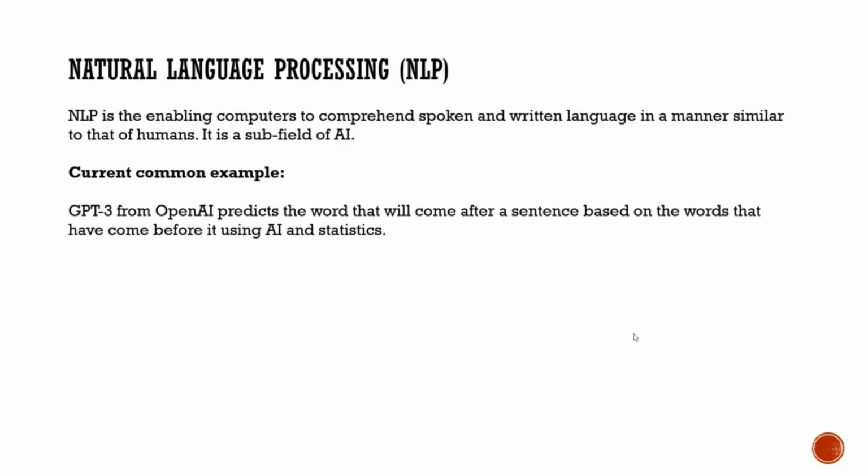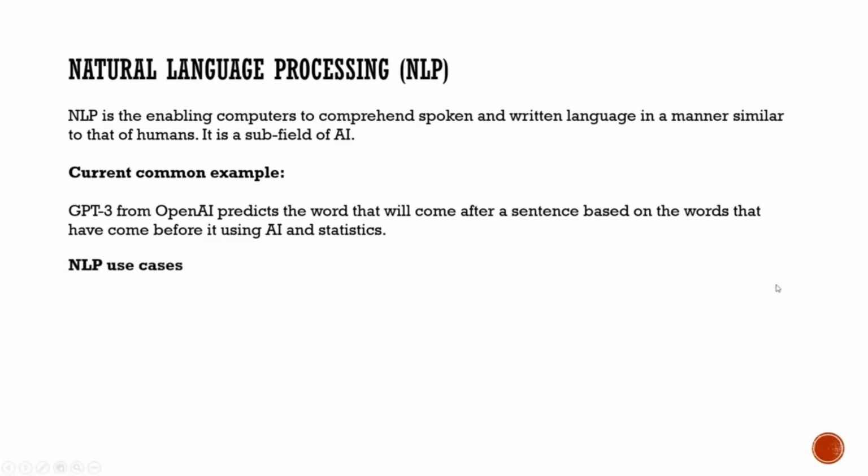So let's look into natural language processing, NLP. This enables computers to comprehend spoken and written languages in a manner similar to human beings. And again, this is a subfield of artificial intelligence. Current common known examples are to do with GPT-3 from OpenAI, which predicts the words that will come after a sentence based on words that have come before it, using artificial intelligence and statistics.